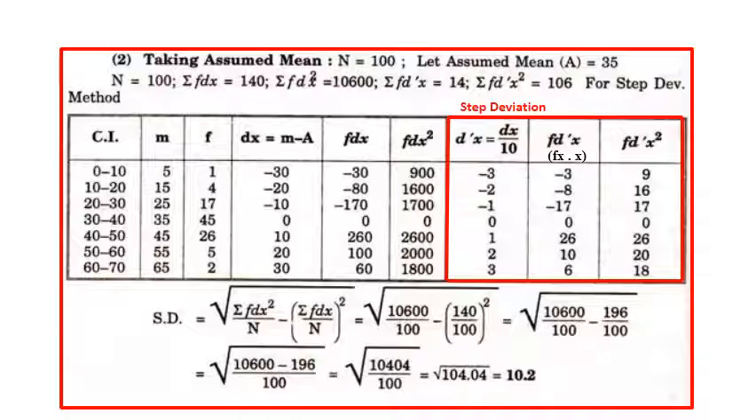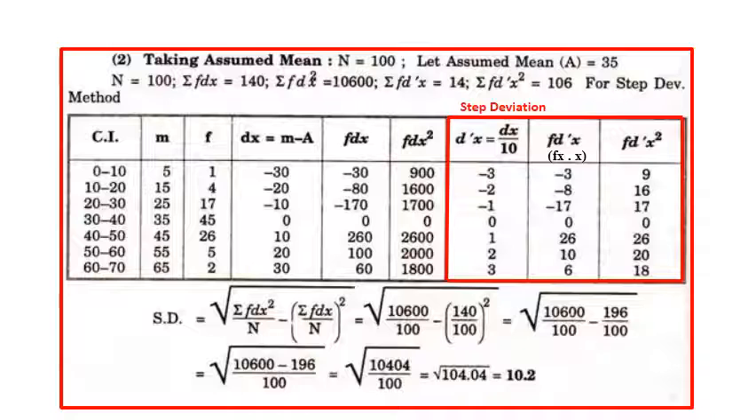F dx into dx, that is minus 30 into minus 30, minus 80 into minus 20, not minus 80 into minus 80. It is not like that. It is minus 80 into minus 20, minus 170 into minus 10, 0 into 0, 260 into 10, 100 into 20, 60 into 30. So you will get f dx square. Up to this step, this is your assumed mean method.